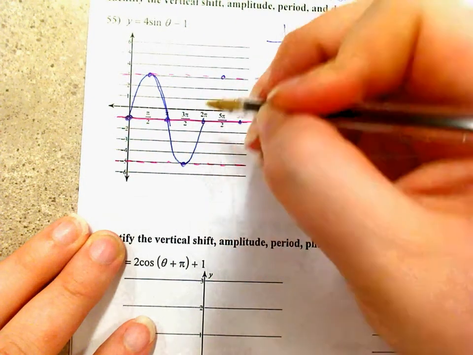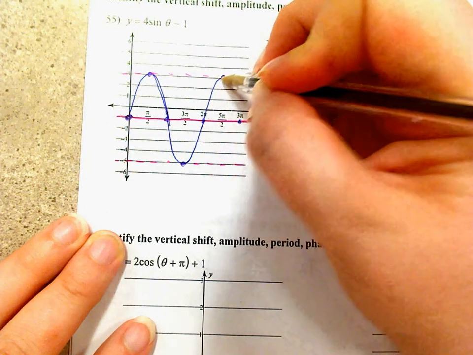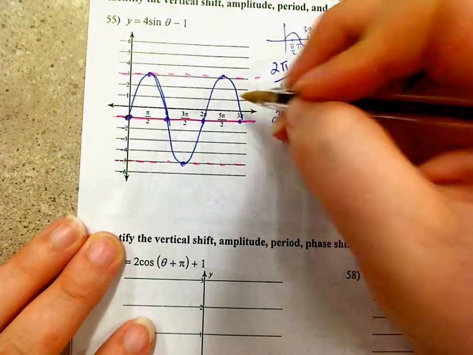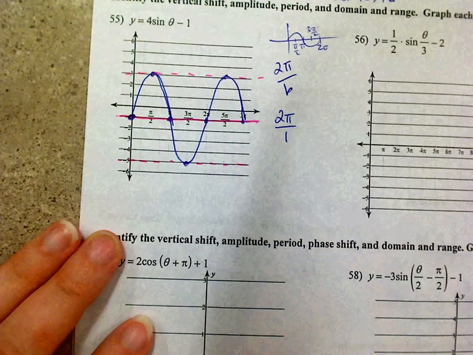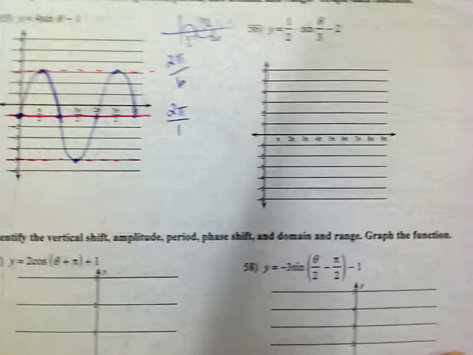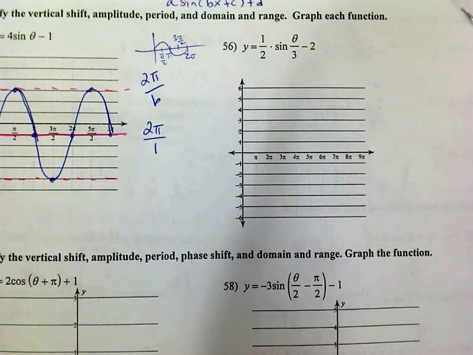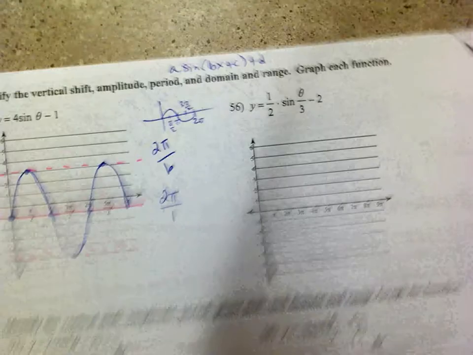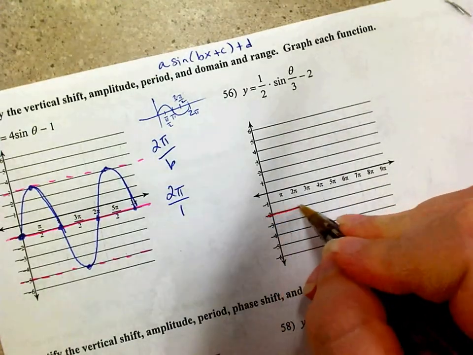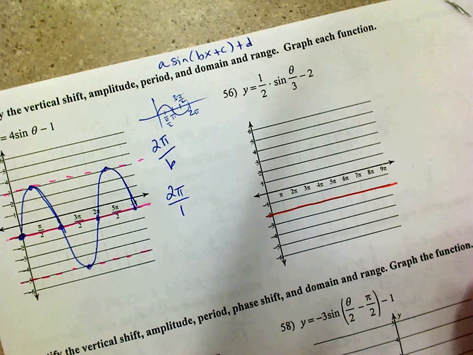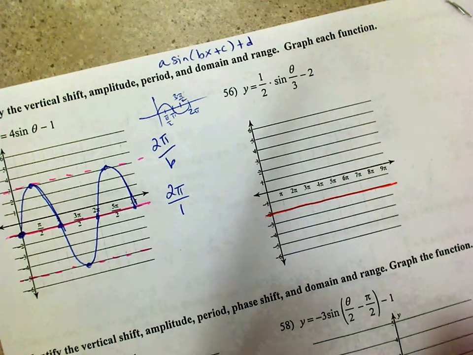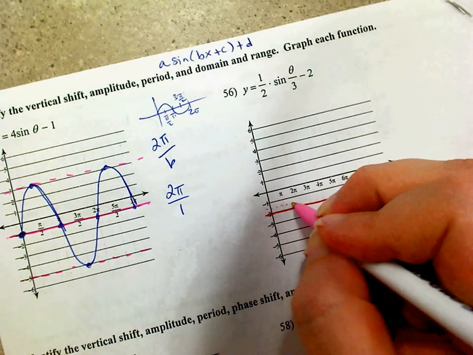Alright, this one, I've got a vertical shift of -2, so I'm going to go down 2. But I've got an amplitude of only a half. So interesting, I'm just going to go 1/2 up and 1/2 down. Which makes for a tiny graph. Okay, which is why it's called a vertical compression.